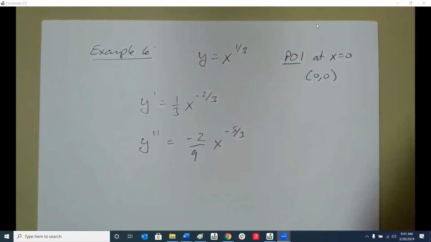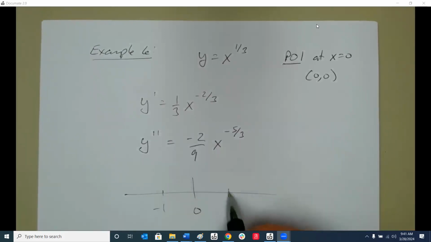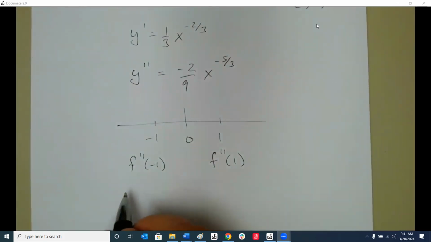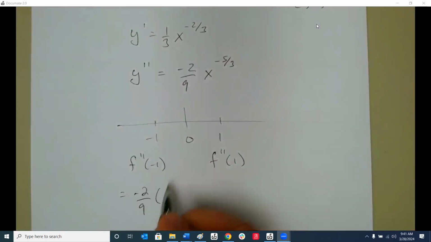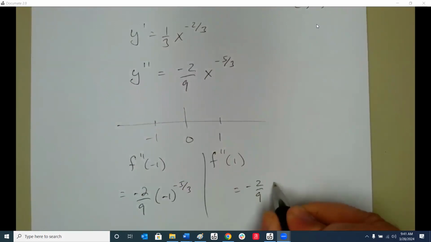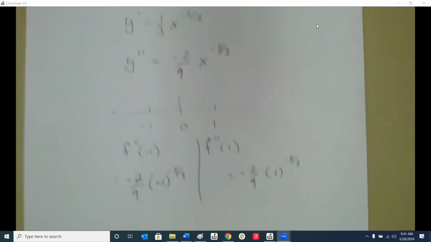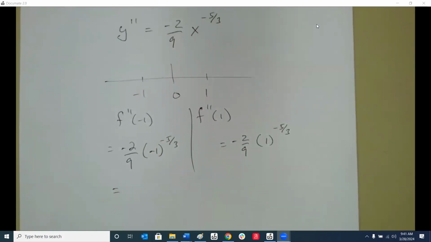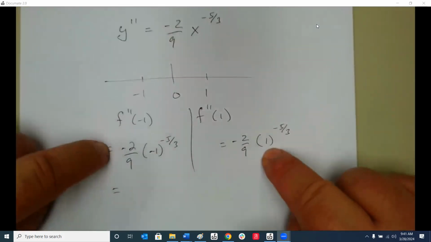Is 0 a point of inflection? Remember, how do you test a point of inflection? Let's try values on both sides. Let's try -1 here and +1. So we have -2. And this one is -2/9. In order to have a point of inflection, these two numbers have to have different signs.